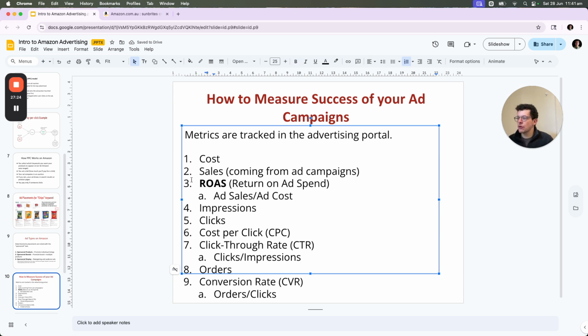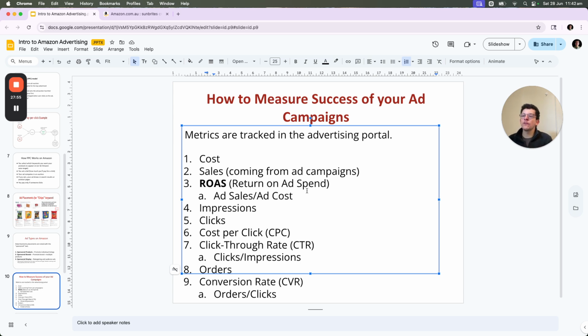and then the next metric is ROAS. This is probably the most common, most important metric on the platform, and it stands for return on ad spend. It tracks how effectively your advertising campaigns are performing. To calculate it, it is the ad sales, so sales coming from the ads, divided by the costs for running those ads.